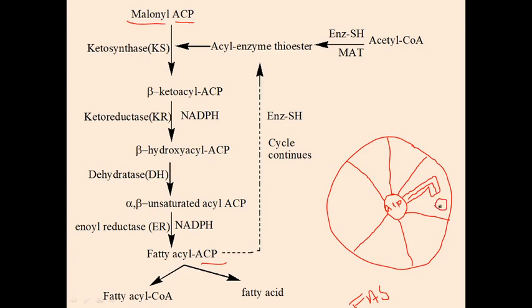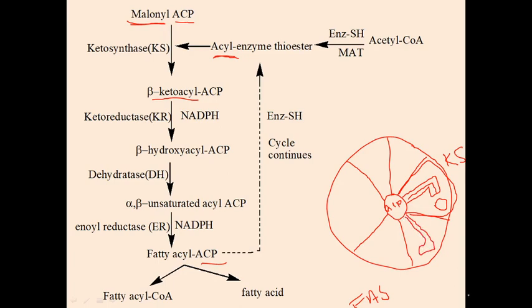Here an acyl enzyme thioester is formed, and this whole area is the ketosynthase domain of the enzyme. This ketosynthase will help these two groups, the malonyl group and the acyl group, to react, and the product formed is beta ketoacyl ACP. After formation of this beta ketoacyl ACP, it will be transported further into the enzyme.